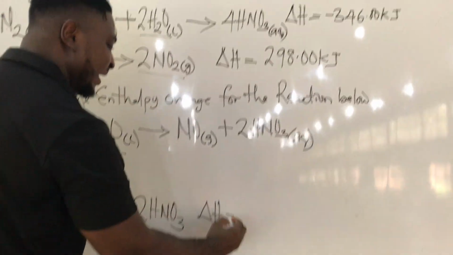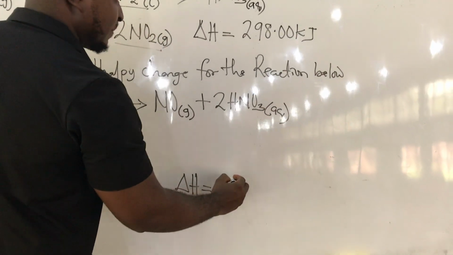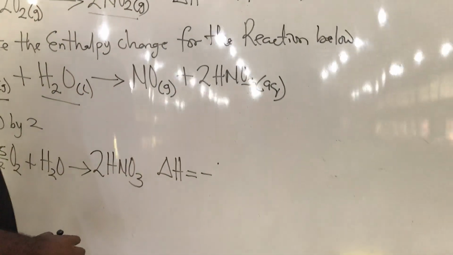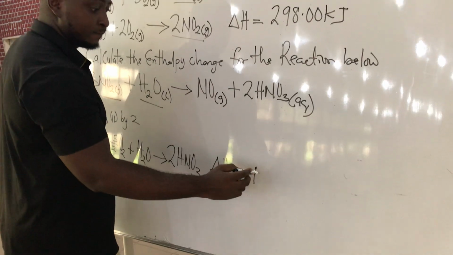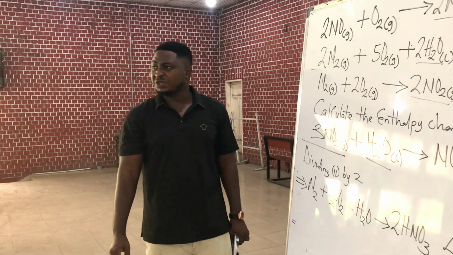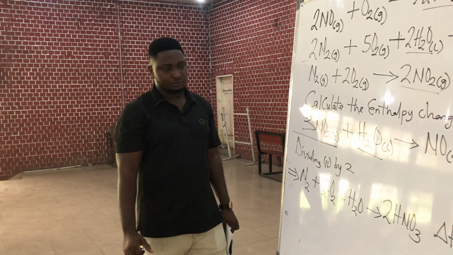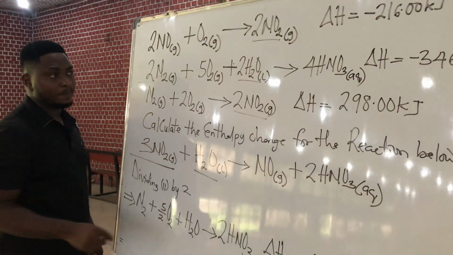It is also divided. Minus 346 divided by 2 is minus 173 kilojoules. Class, what we just did to this equation is to sort out this H2O.